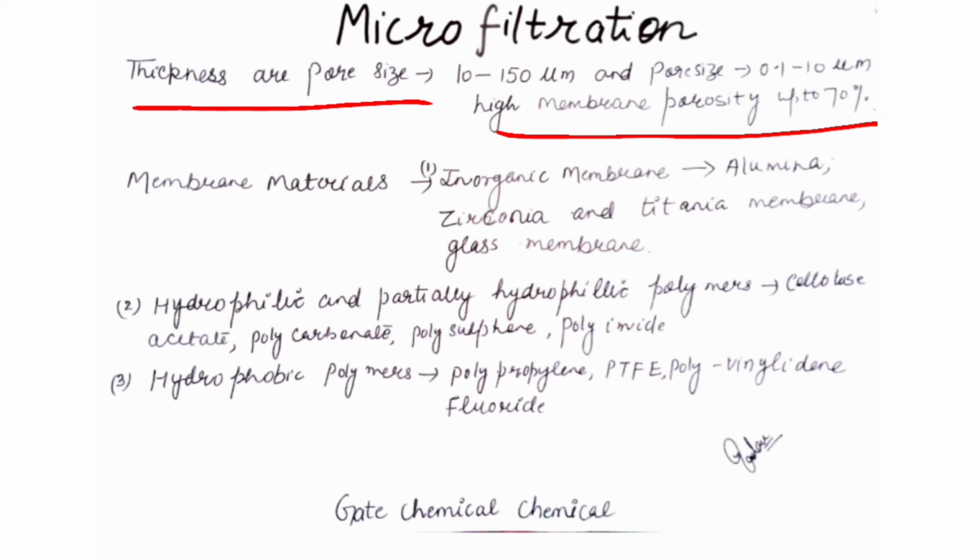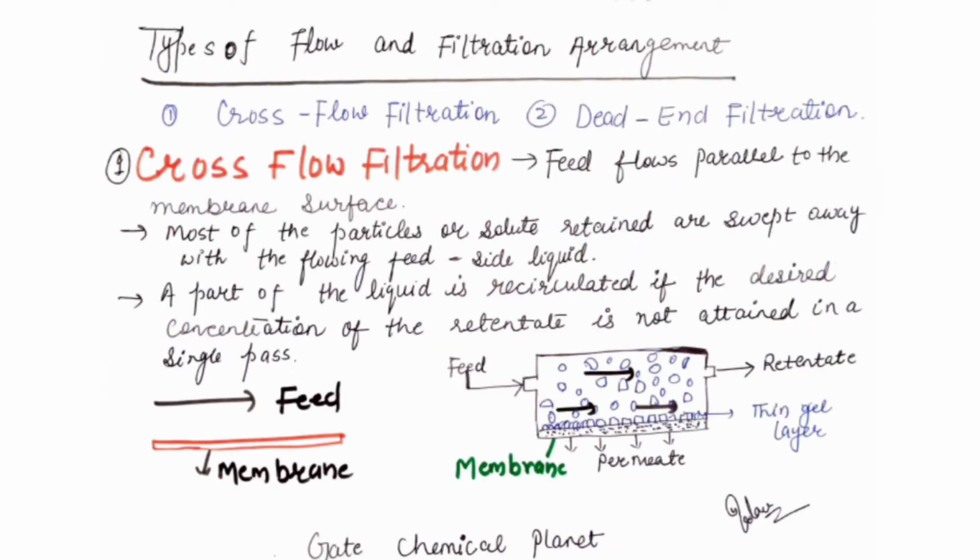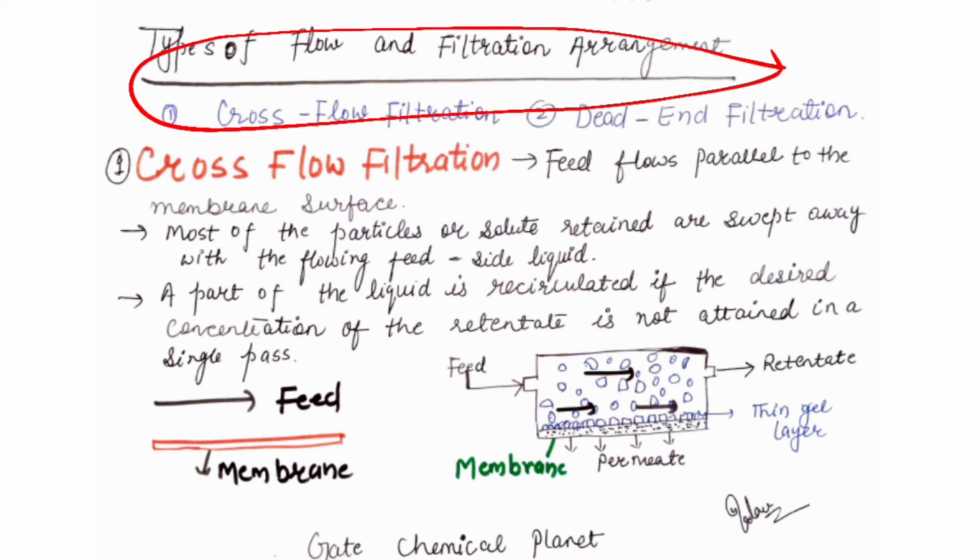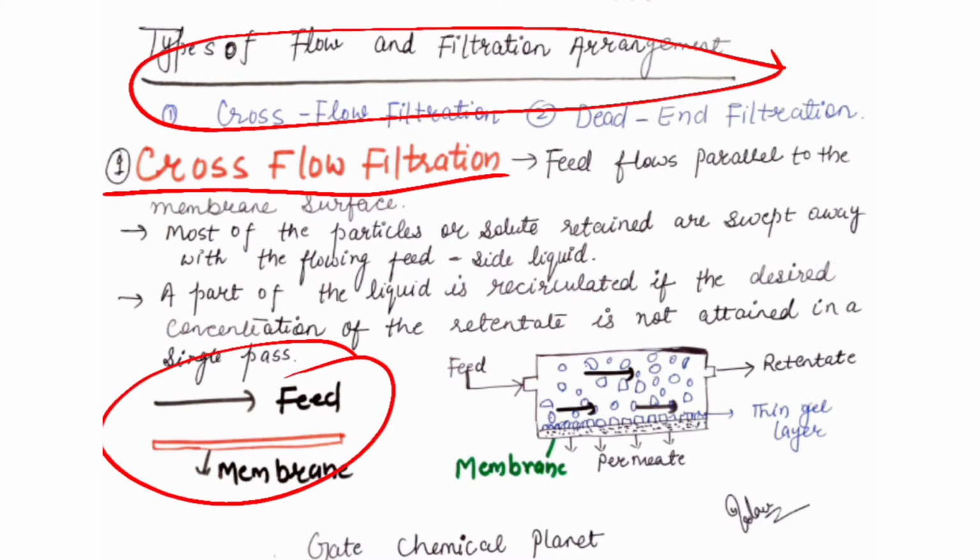Okay, so now come to the types of flow and filtration arrangement. It is very important to know in case of microfiltration processes. There are two types of flow, or we can say filtration arrangements, possible in microfiltration processes. The first type is the cross flow arrangement, and the second is dead end filtration. In cross flow filtration arrangement, the feed flows parallel to the membrane surface.